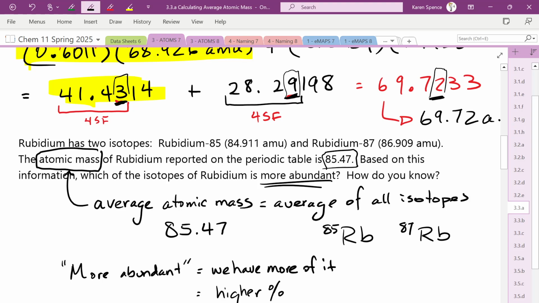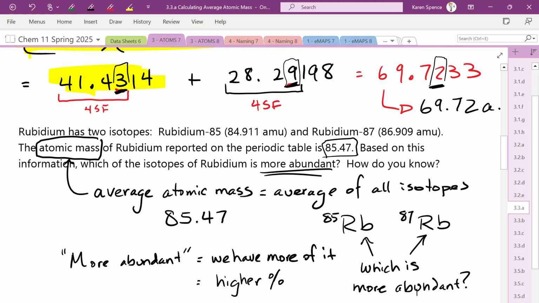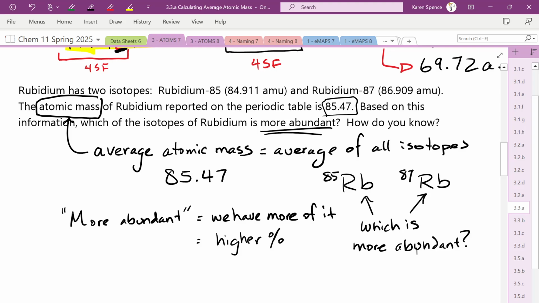So chat with your neighbor and decide. This one you don't actually need to do math. You can just think about it. Okay, so which of them is more abundant? So don't say it out loud. Chat with your neighbor. Try and convince them of your point.